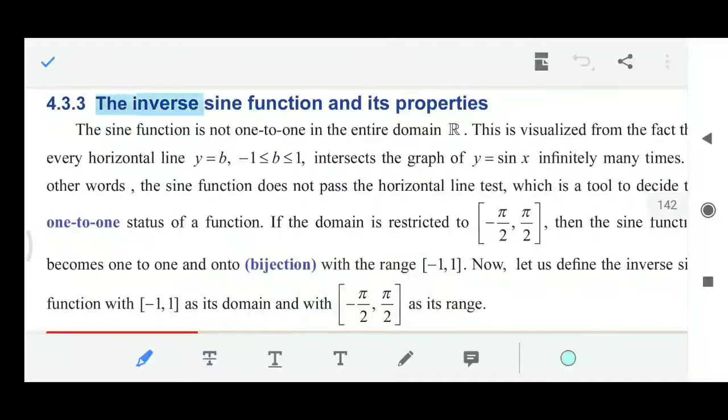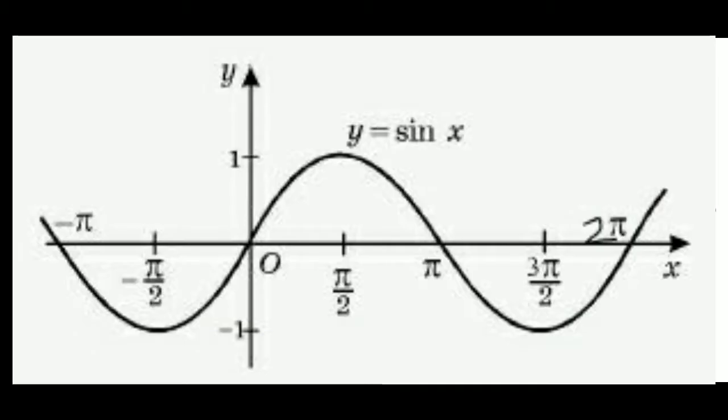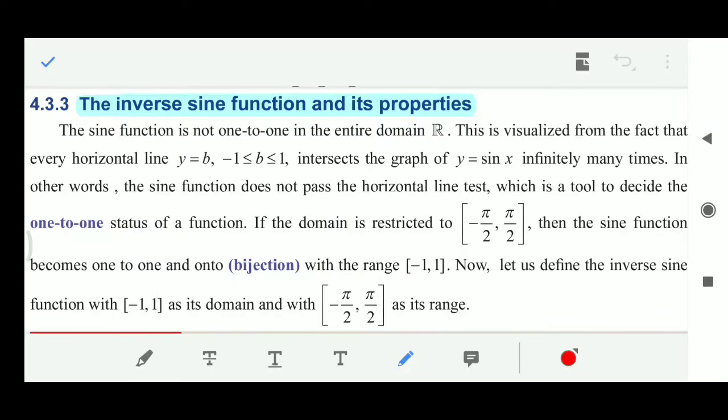Next we are going to see the important properties of sine and inverse sine function. Sine function is not 1 to 1 in the entire domain. This can be visualized from the graph. This is the curve of sine function. If I draw a horizontal line, it intersects at more than one point, so it does not pass the horizontal line test. So this sine function is not 1 to 1 for the entire domain R.